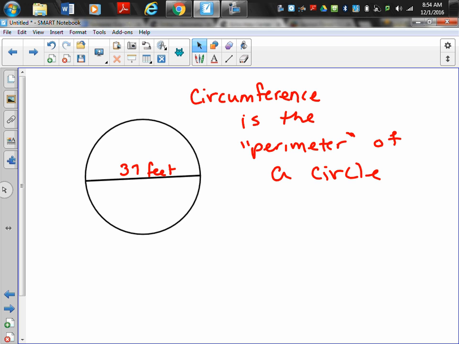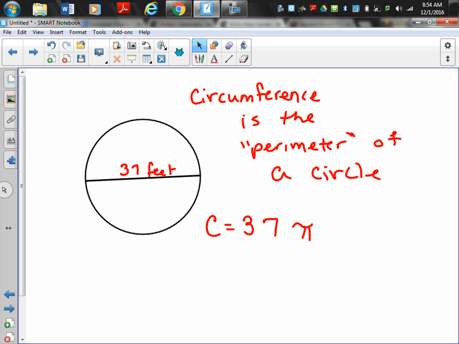So my diameter is 37 and pi. Now, it might ask you, I need an exact answer. If the question tells you it needs an exact answer, this is what it's talking about. The exact answer to this problem is 37 pi.